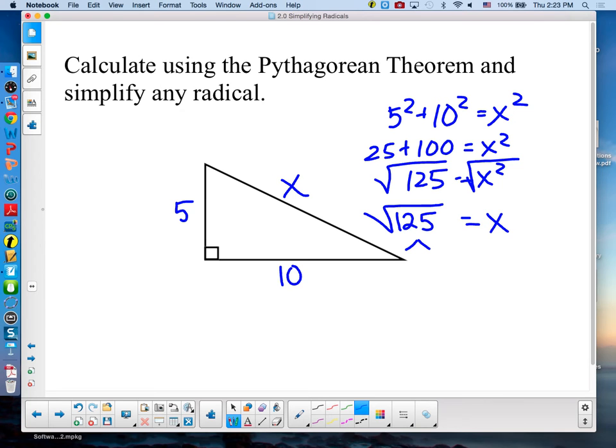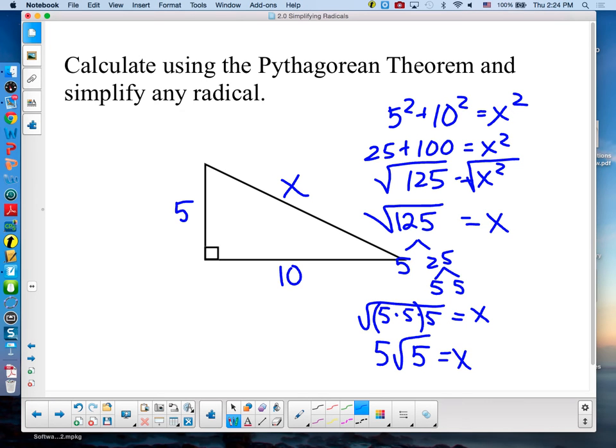Factors into what? 5 and 25. 25 is 5 and 5. Looks like I have 3 5s. Pairing. There's 2 5s, so what comes out? 5. So a 5 comes out, and the square root of 5 remains. So it should have been 5 times the square root of 5. That's the exact value for x.